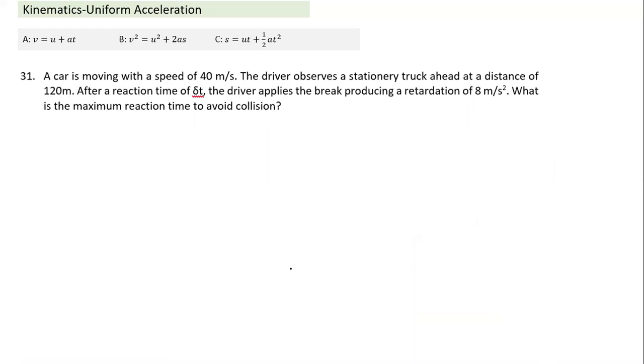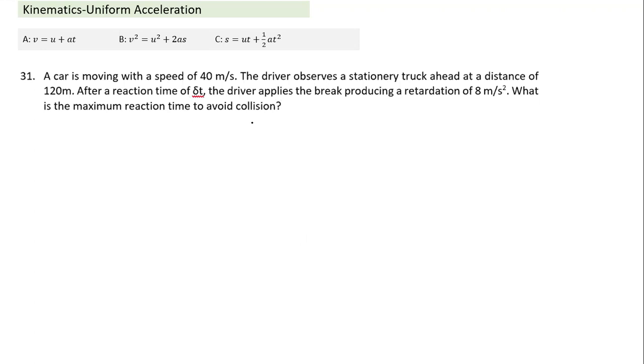Okay, let's look at this question. All of you just quickly read this question and we can solve it easily. A car is moving at a speed of 40 meters per second. After a reaction time of delta t, the driver applies the brake, producing a retardation of 8 meters per second squared. What is the maximum reaction time allowed to avoid collision?